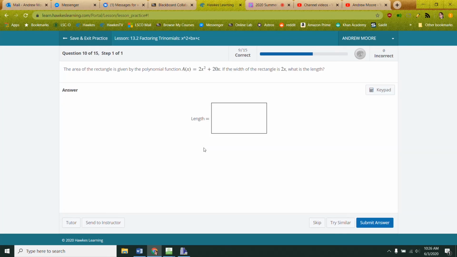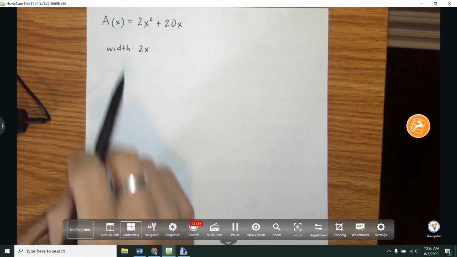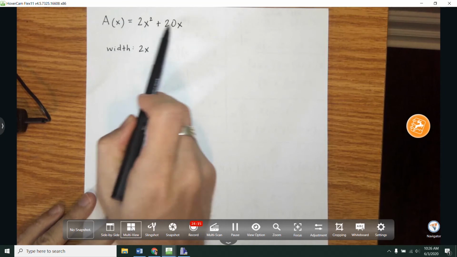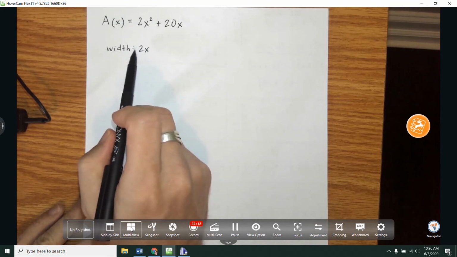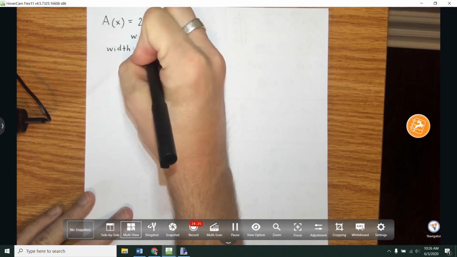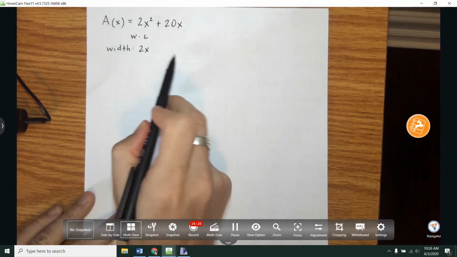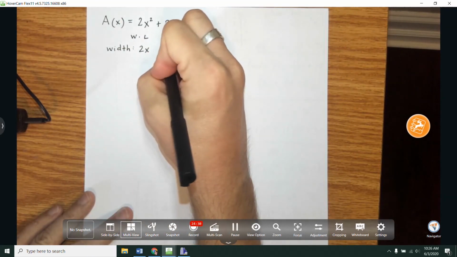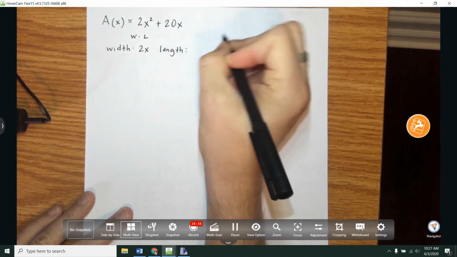The area of the rectangle is given by the polynomial function A of x is equal to 2x² plus 20x. If the width of the rectangle is 2x, what is the length? All right, so this is just telling us our area is equal to this. Now, if you remember what the formula for a rectangle is, it's just width times length. So we have our width, we're looking for what our length is.